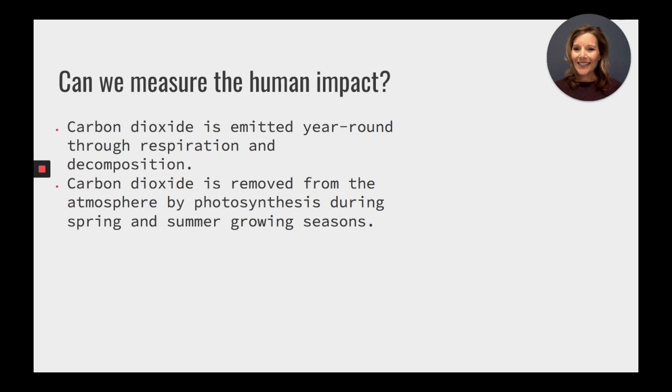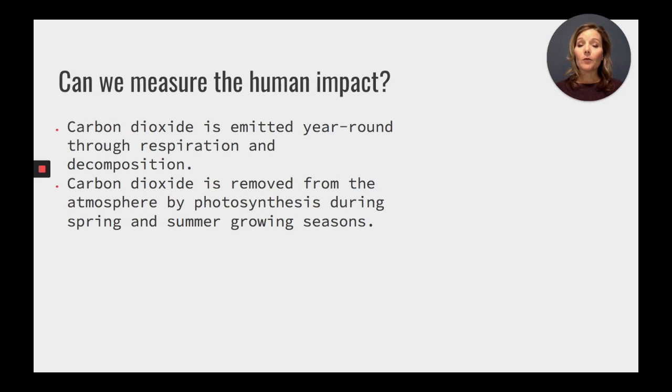So how do scientists do this? How can they measure this impact? Well, we know that carbon dioxide is emitted year-round because plants and animals, living things, are always doing respiration. They always have to make ATP for their cells, and they're always dying and going through decomposition. So that carbon released into our atmosphere is a constant.